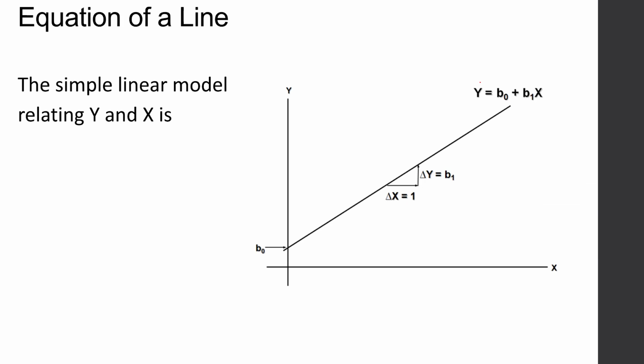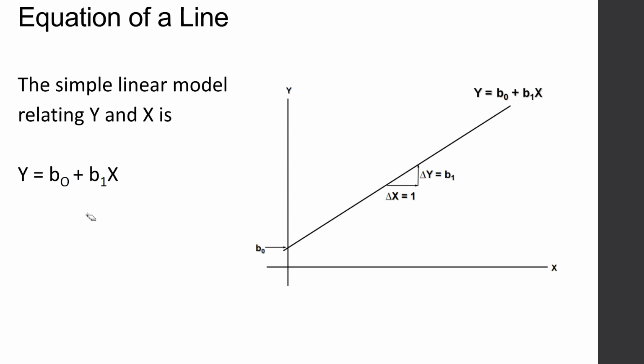So let's review the equation of a line. The simple linear model relating y and x is y equals b naught plus b1x. And I'd be willing to bet if you went to K-12 school here in the States that you probably learned the equation of a line was y equals mx plus b, where m was your slope and b was your intercept. Well, in regression, we call the intercept b naught, and we're going to call the slope b1. So it's just a different naming convention for the same line that you already have learned in the past.